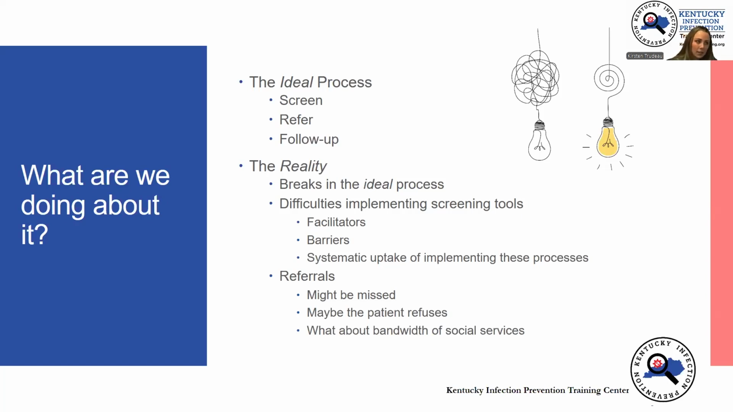So the ideal process here would be to screen patients for social determinants of health, refer them to the appropriate resources, and then follow up with them. The reality of what's actually happening is there are breaks in that ideal process. There are difficulties implementing screening tools as far as facilitators, barriers, systematic uptake of implementing those processes, and then referrals. They might be missed. Maybe the patient refuses them. What about the bandwidth of social services? If we're putting more on them when they are already pushed to their limits, can they handle it? I don't know that we have the answer for that.